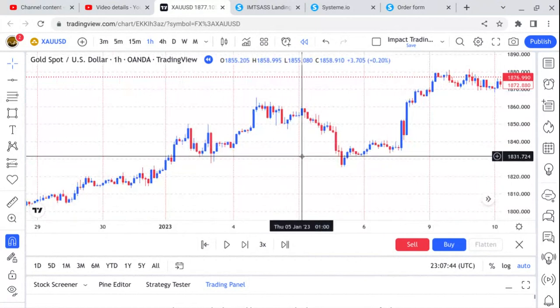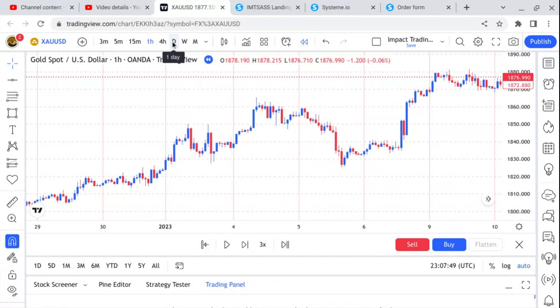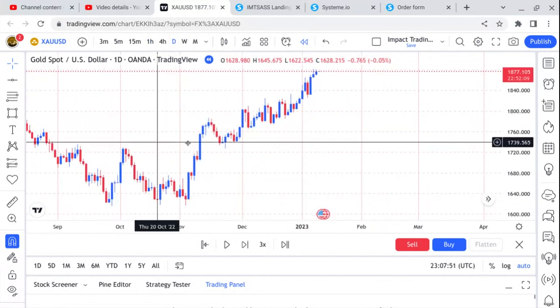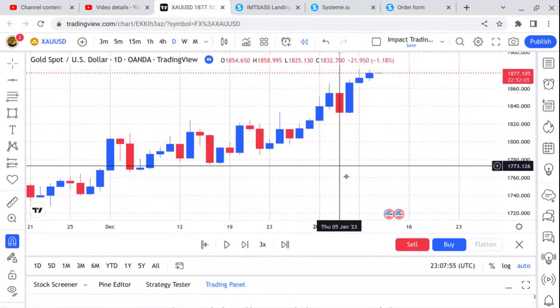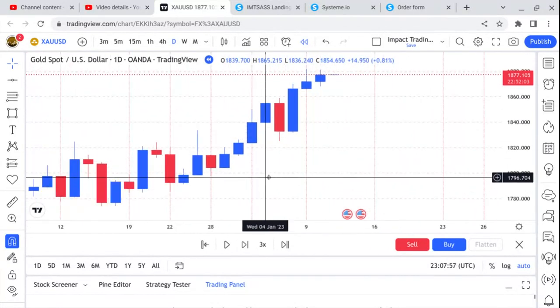We're going to look at the trade signal for the 5th. We did the trade signals for the 3rd and the 4th, and we'll do the trade signals for the 5th now.